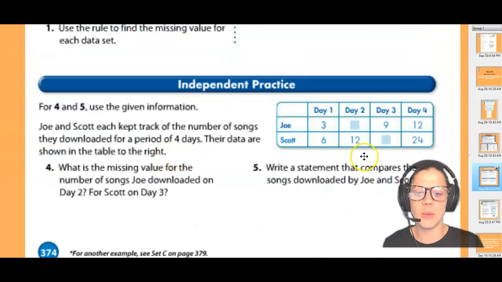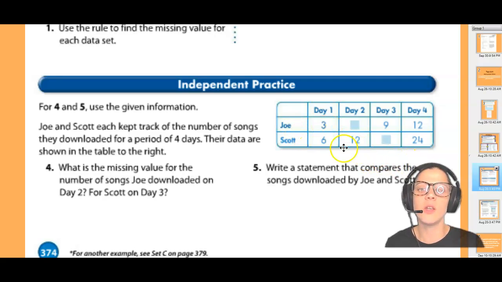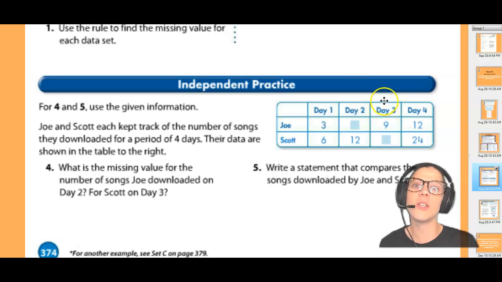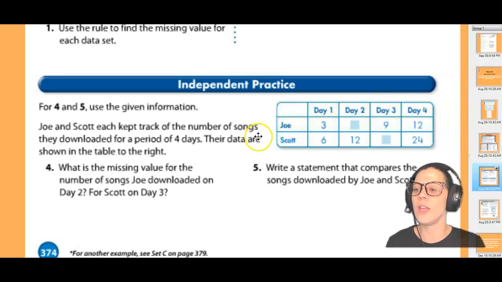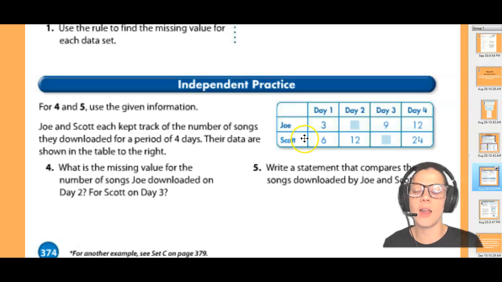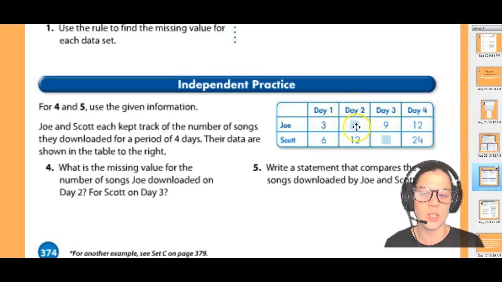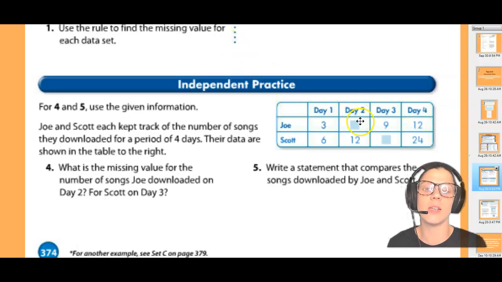The last thing that I would like to share with you before I have you move on to our practice is let's go ahead and fill in these blank numbers of this data set. We're looking at Joe and Scott and how many songs they've downloaded over a period of 4 days. What do you think the missing value would be here on day 2 for Joe? We went from 3, we don't know the next one, 9, and 12. I think it's add 3, so I think it should be 6.